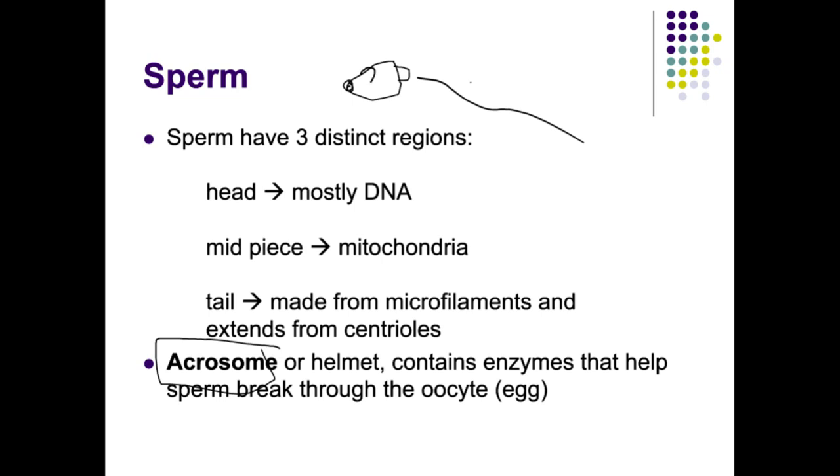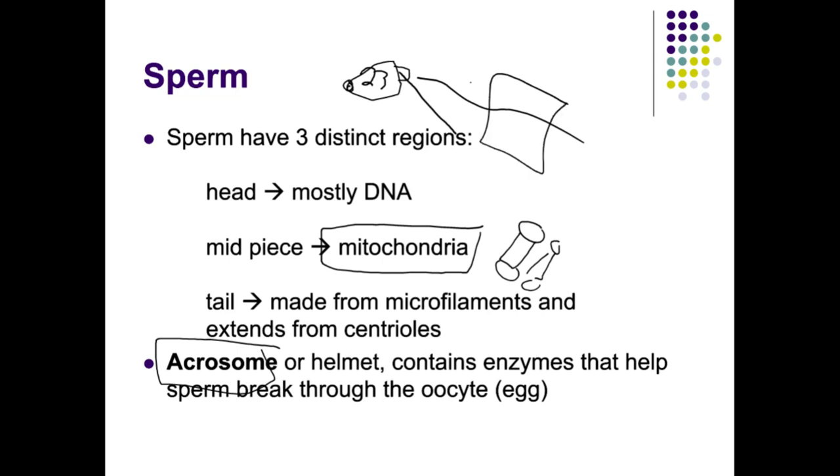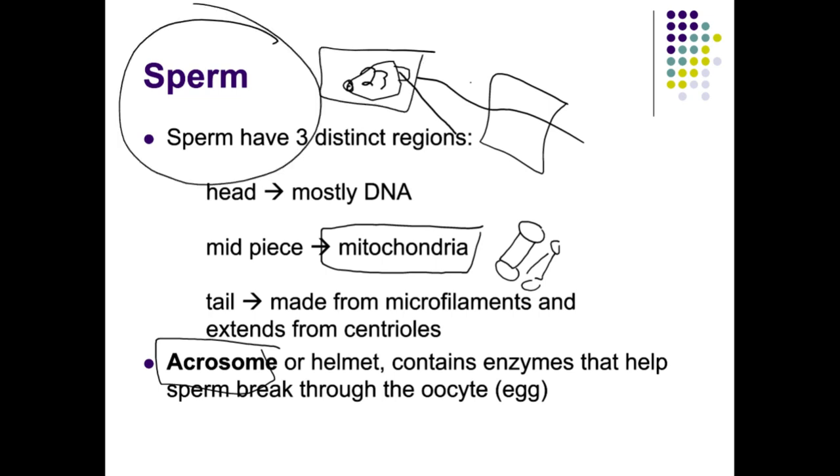Inside the head, all we essentially have is 23 chromosomes and very, very little cytoplasm. Inside the midpiece, which is right here, we have some mitochondria, and there will be some centrioles there that will end up producing the microfilaments that will make the tail. As I said in the last video, sperm have very little excess in terms of cytoplasmic organelles and cytoplasm, because their whole job is to take these 23 chromosomes and deliver it to the egg. So they just need to say, here, take it, make a baby.